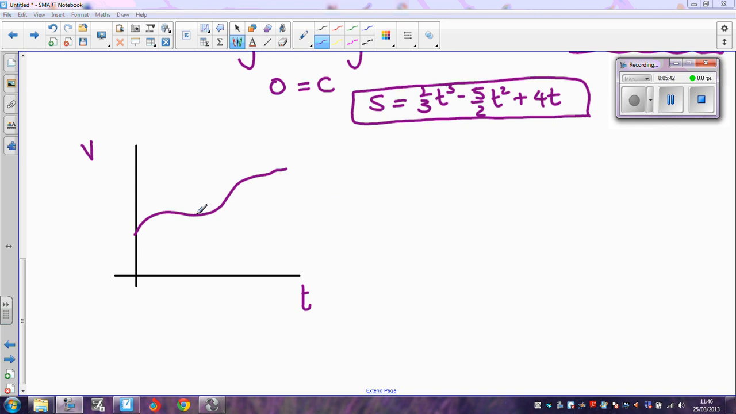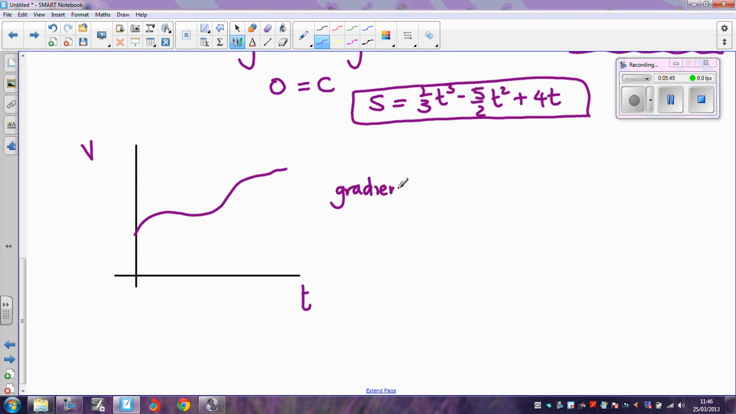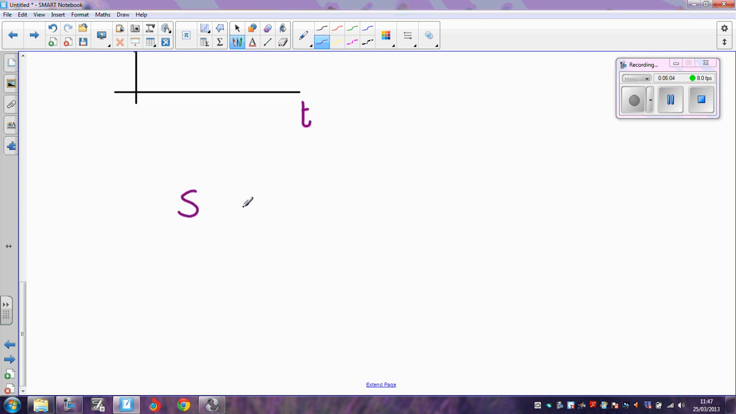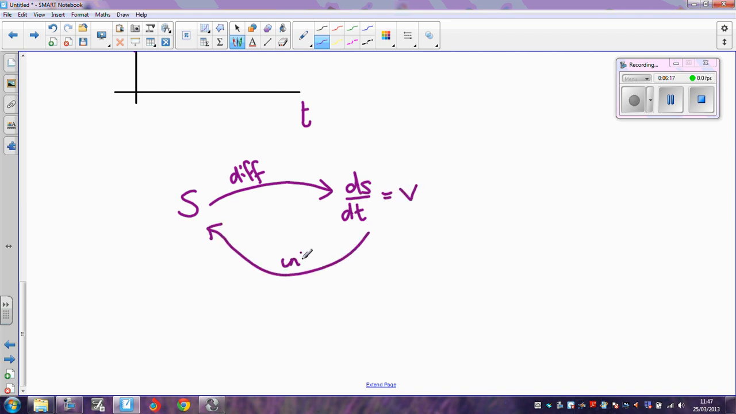It's not too much of a leap now to realize that if you have a graph which is velocity against time, and you find the gradient of that, we already know that the gradient of a velocity time graph is the acceleration. To find the gradient of a velocity time graph, that's going to be dv by dt. Just extending what we had before, we knew that if we have displacement and you differentiate it, that's going to give you ds by dt, but ds by dt is actually the velocity. And if you integrate that, so go in reverse, you get back to displacement.